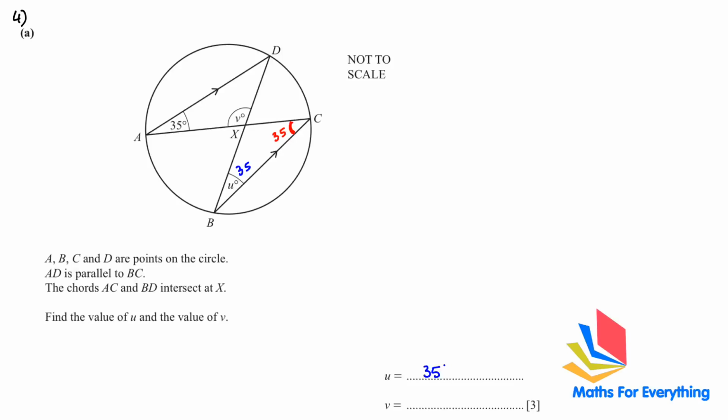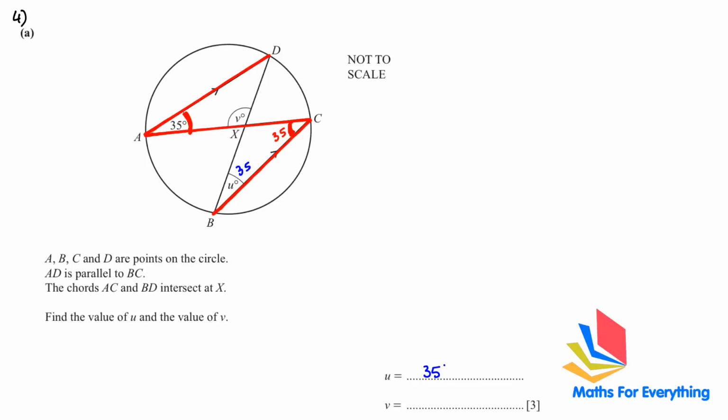Do you understand the reason why? AD and BC are parallel lines, and AC is a transversal. It cuts the parallel lines. So therefore, angle DAC is equal to angle ACB, alternate interior angles.